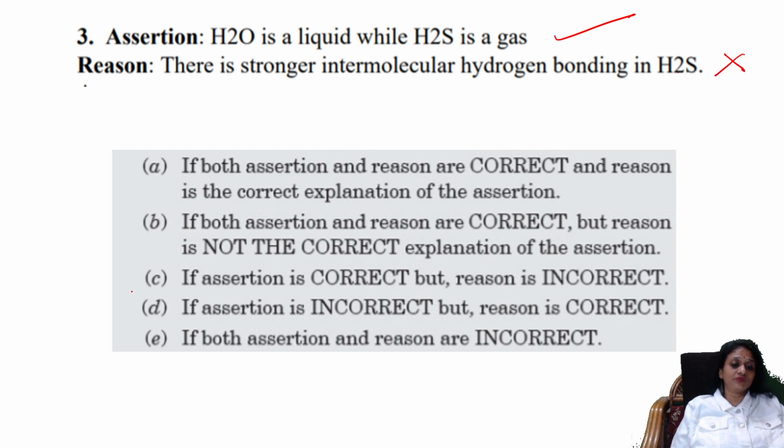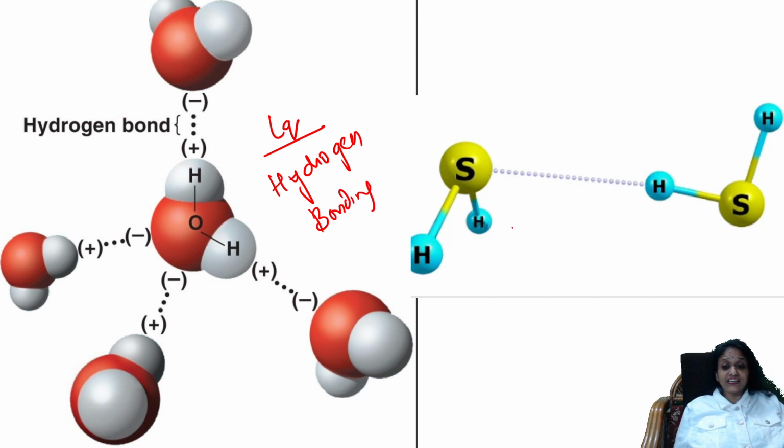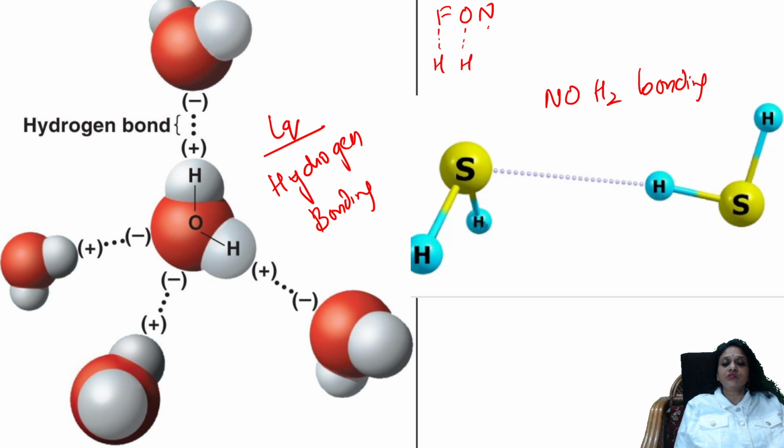Which option should I go? This one. Water is a liquid while H2S is a gas. Water is a liquid because of which bond? Hydrogen bonding. Because of hydrogen bonding, it is a liquid. In H2S, there is no hydrogen bonding. Hydrogen bonding means what, students? It is bond between chlorine and hydrogen, oxygen and hydrogen, nitrogen and hydrogen. So that's the reason.